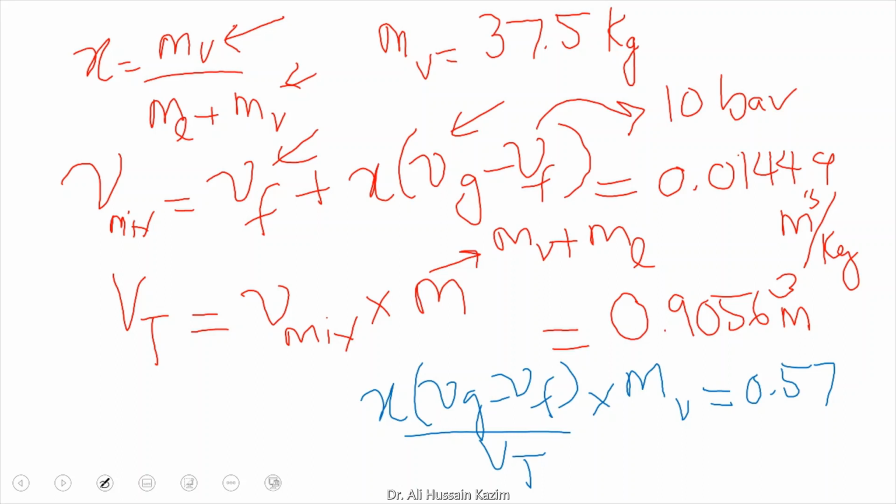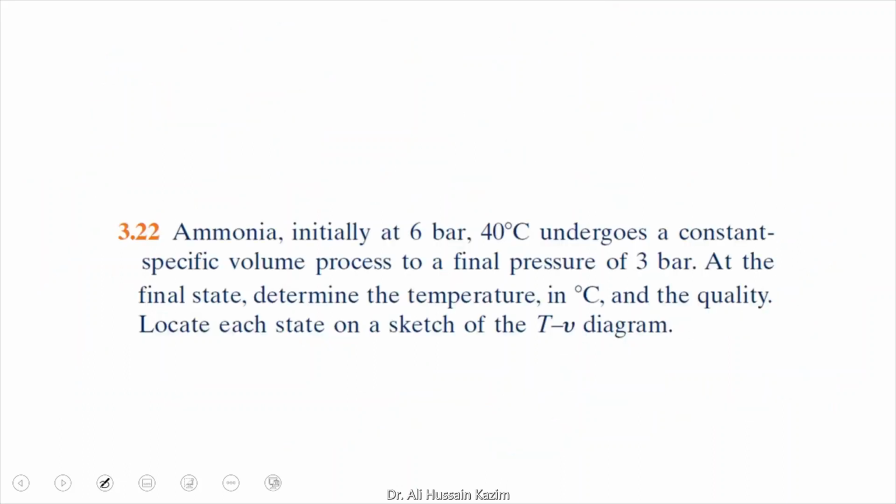So first we applied the quality equation, then we found the specific volume of the mixture. We multiplied the specific volume of the mixture with total mass to obtain total volume, and then the fraction of the water vapor was found by first finding the volume of the vapor, and then dividing it by total volume.